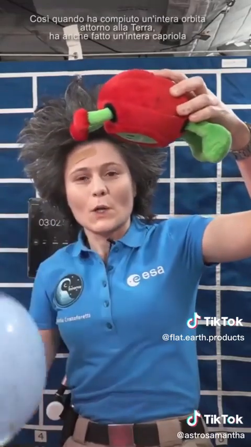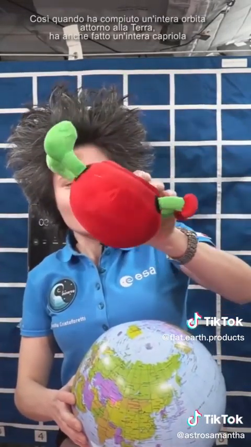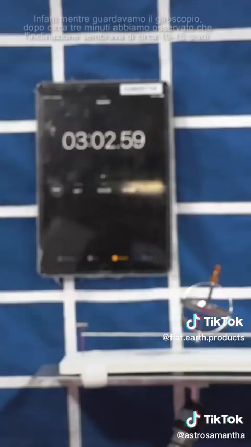so that by the time she's made a whole orbit around Earth, she has also done a full somersault like that. And because it takes us about 90 minutes to fly around the Earth once, that equates to about 4 degrees per minute. And in fact, as we were looking at our gyroscope, after about 3 minutes, we observed that that tilt looked about 10 to 15 degrees, so probably 12 degrees is about right.